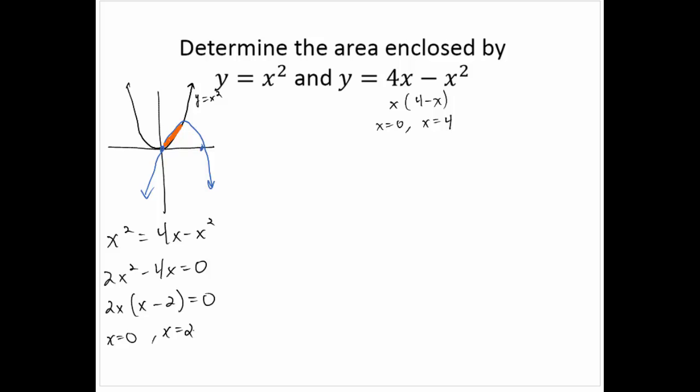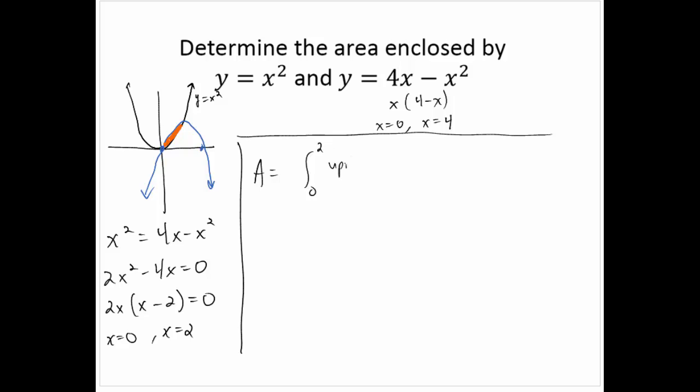So now I can finally write an integral. Alright, and so my integral would be from 0 to 2. I'm going to write that the area is the integral from 0 to 2, and I'd have the upper function minus the lower function, and I would evaluate that with respect to x. The upper function in this case is what I drew in blue, so that's the 4x minus x squared. Minus the lower function is just x squared, and I have to evaluate that whole integral with respect to x.